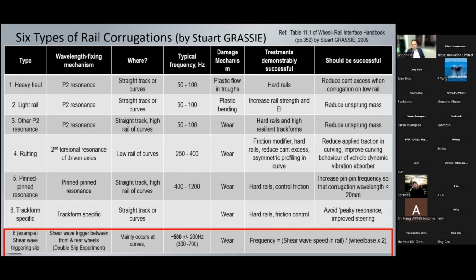The frequency is mainly at around 500 Hertz. The corrugation frequency is quite easy to calculate. The frequency is equal to the shear wave speed in the wheels divided by 2 times the wheelbase.